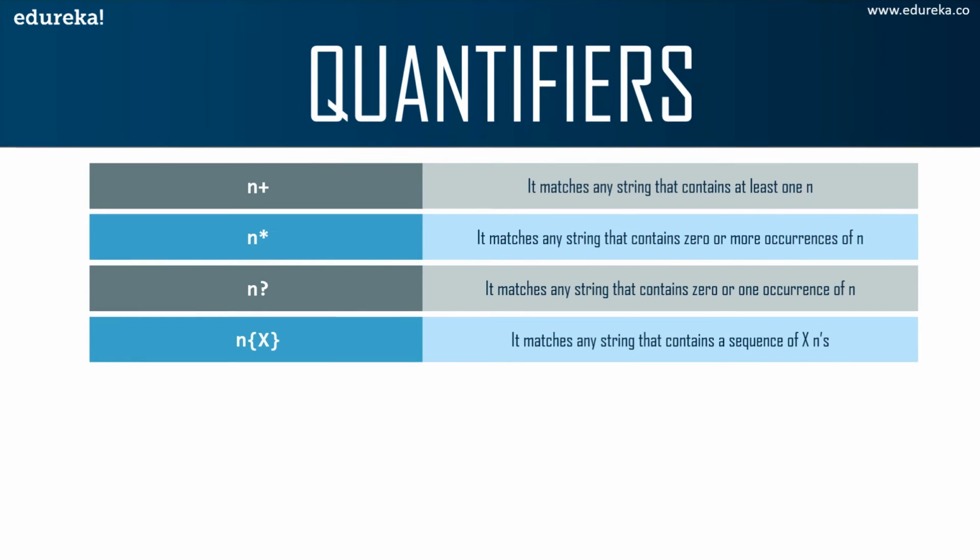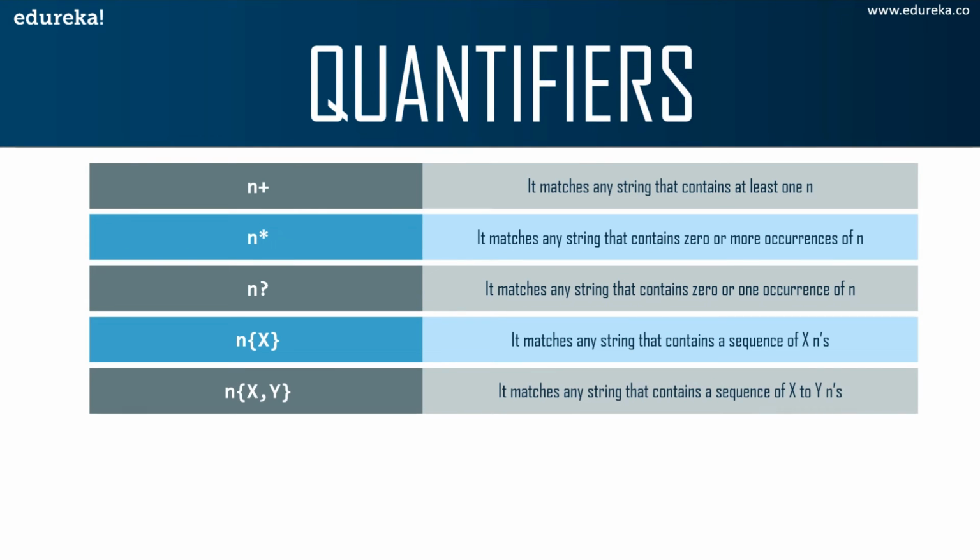And then we have n{x}, with x inside curly braces. What happens here is that it will match any string that contains a sequence of x n's. That is the x number of characters, the particular character that you have mentioned inside the string. Same way we have n{x,y} inside the curly braces, which matches any string that contains a sequence of x to y n's. That is, it takes a range from x to y and finds that particular character.